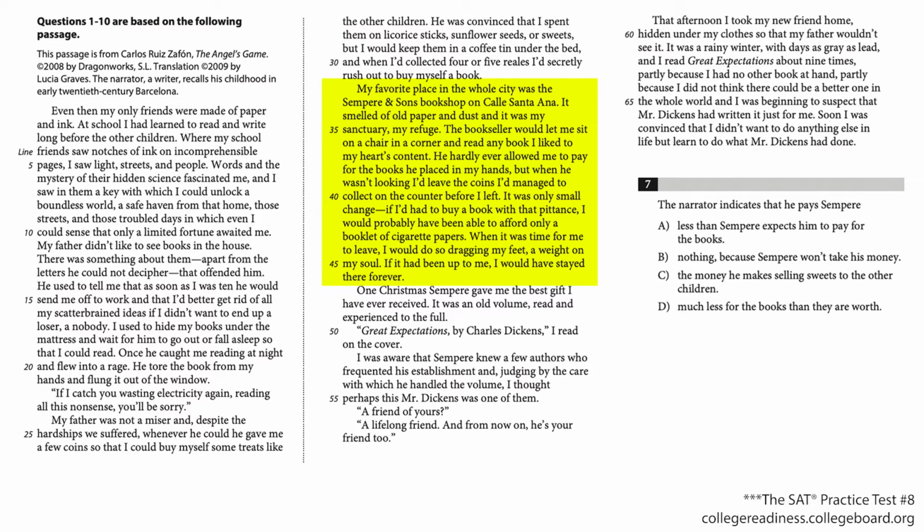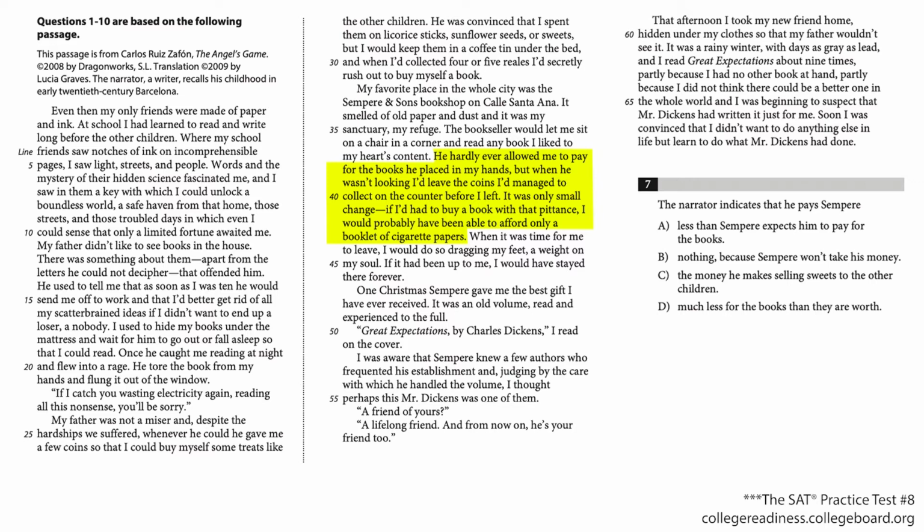It begins with, "My favorite place in the whole city." If you read down a bit, it says, "The bookseller hardly ever allowed me to pay for the books he placed in my hands. But when he wasn't looking, I'd leave the coins I'd managed to collect on the counter before I left. It was only small change. If I'd had to buy a book with that, I would probably have been able to afford only a booklet of cigarette papers." Okay, so that sounds like the narrator is leaving the money that he can, but it's not what the books are worth.